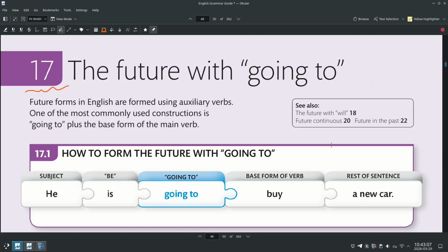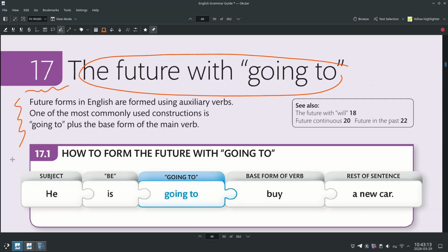Lesson 17. The future with going to. Future forms in English are formed using auxiliary verbs. One of the most commonly used constructions is going to, plus the base form of the main verb. How to form the future with going to?